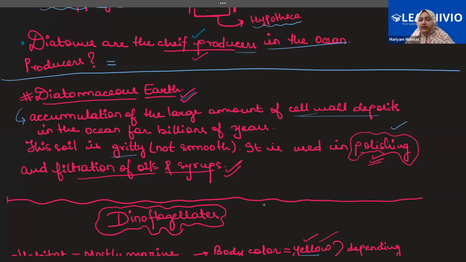Now this soil is gritty. Since silica is present, it's very rough. Again, we humans can use anything, we can make anything according to us. So this diatomaceous soil, since it is gritty and rough, is used in polishing, because when we polish something with a rough surface, it becomes shiny. It is also used in the filtration of oils and syrups. This diatomaceous earth is very important because it gets asked many times: what is diatomaceous earth? How is it formed? What is the use? Clear?